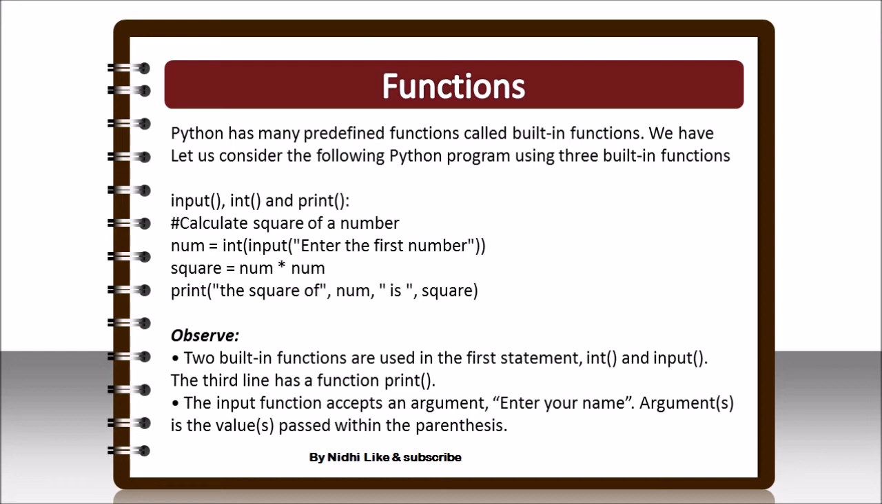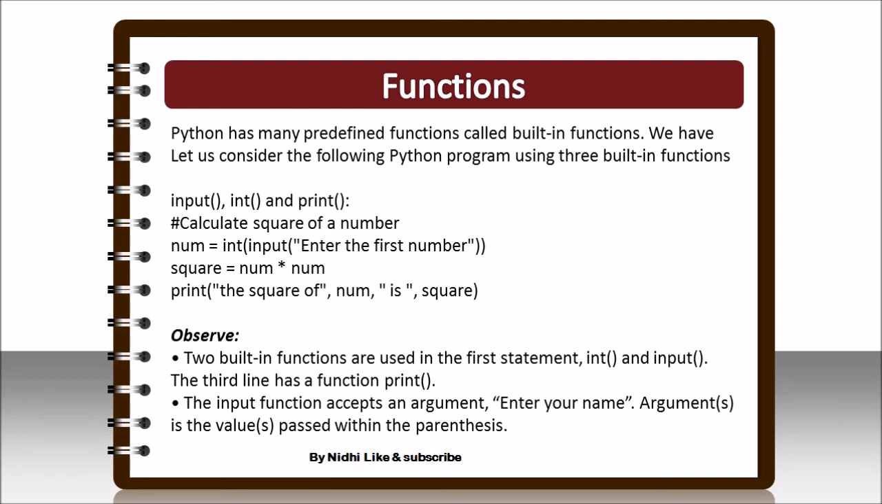Now observe this program. Two built-in functions are used in the first statement, that is int and input. The third line has the function print. The input function accepts an argument, here "enter your name". The argument is the value that we pass within these parentheses. Now you will understand these statements more clearly with this observation.